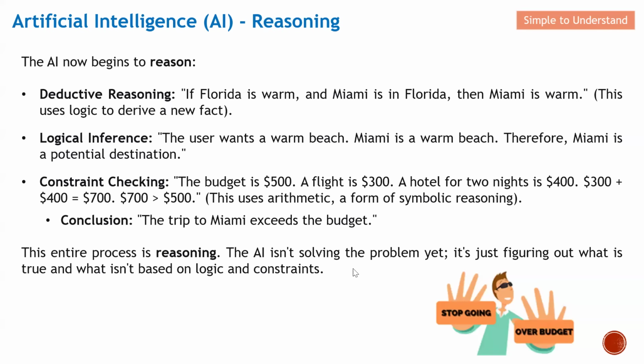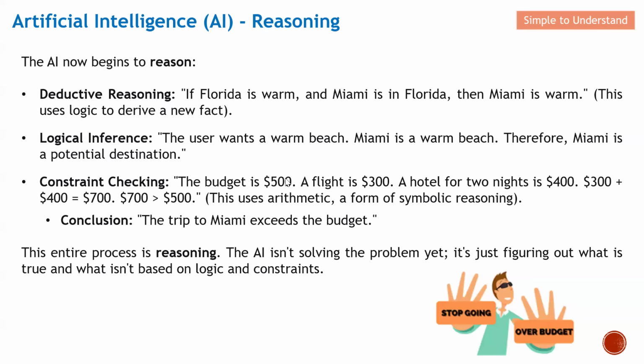The AI isn't solving the problem yet. You can see that the problem has not been solved because it is more than the budget. So therefore, it's just figuring out what is true and what isn't based on the logic and constraints. Okay, so basically this is the limit of reasoning.